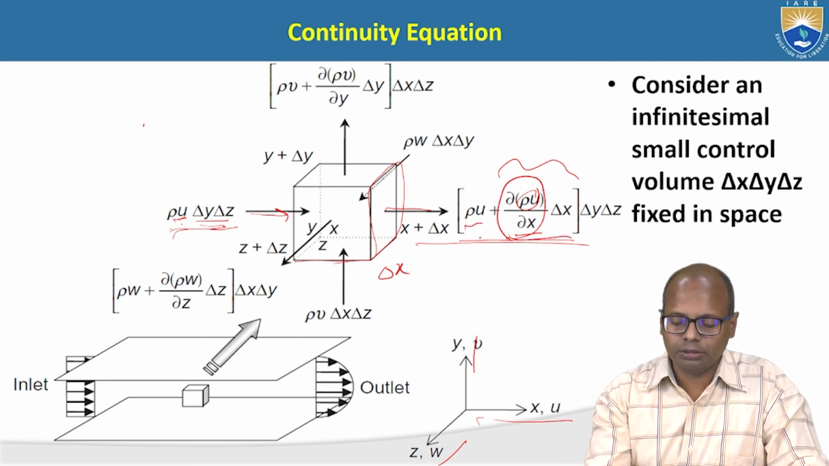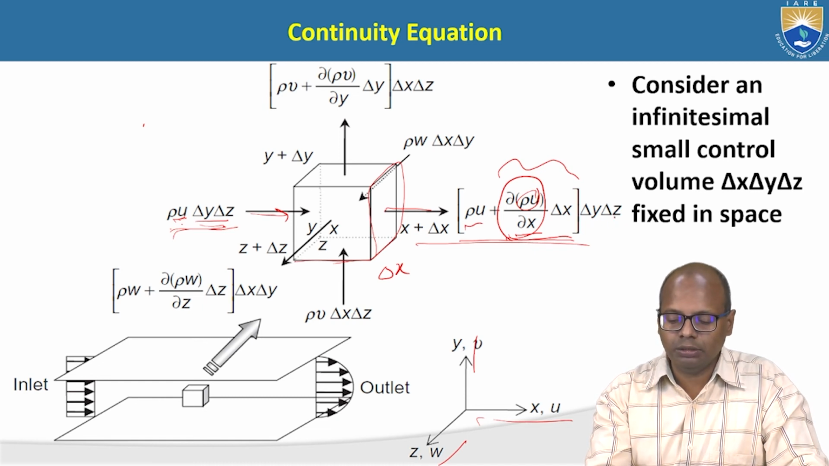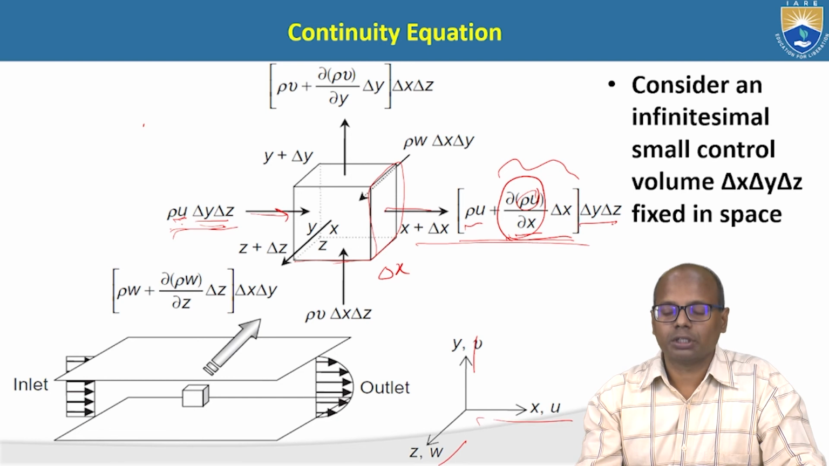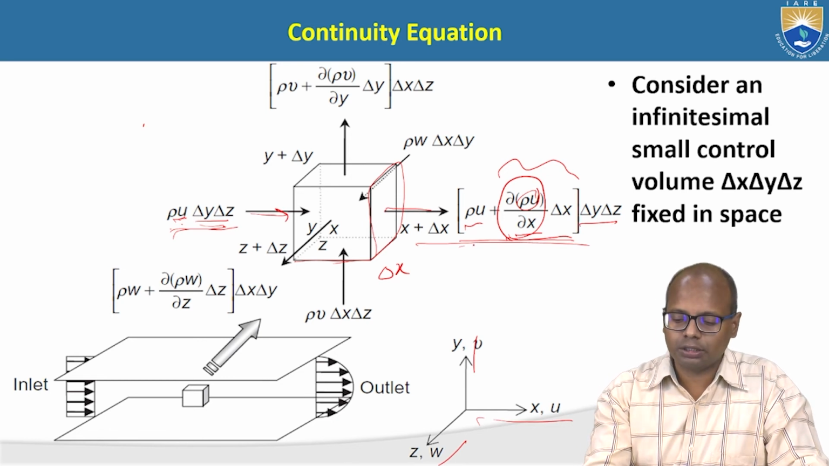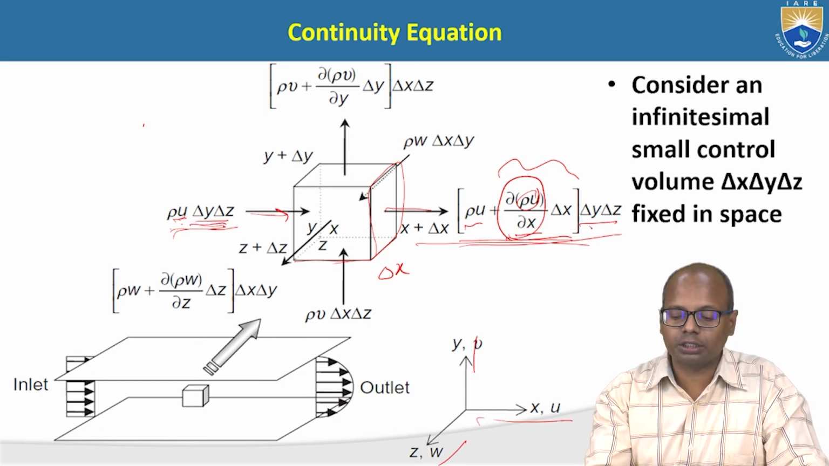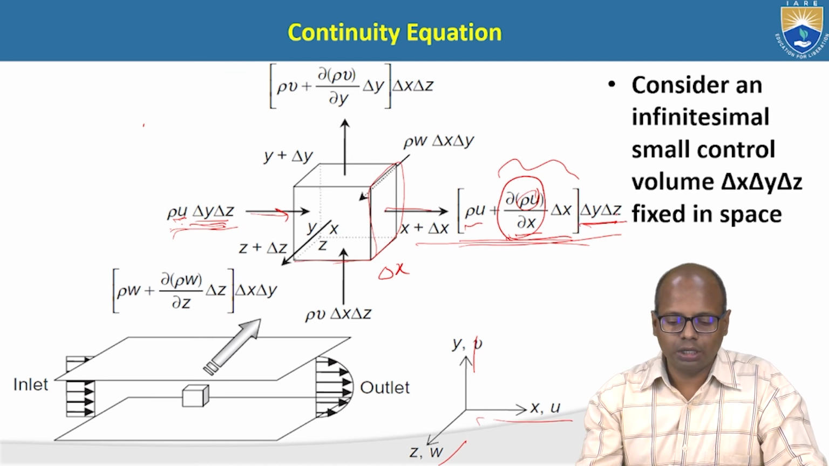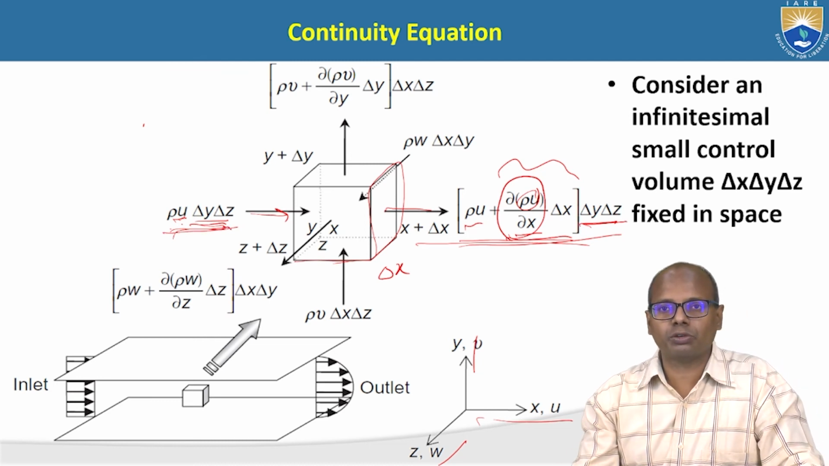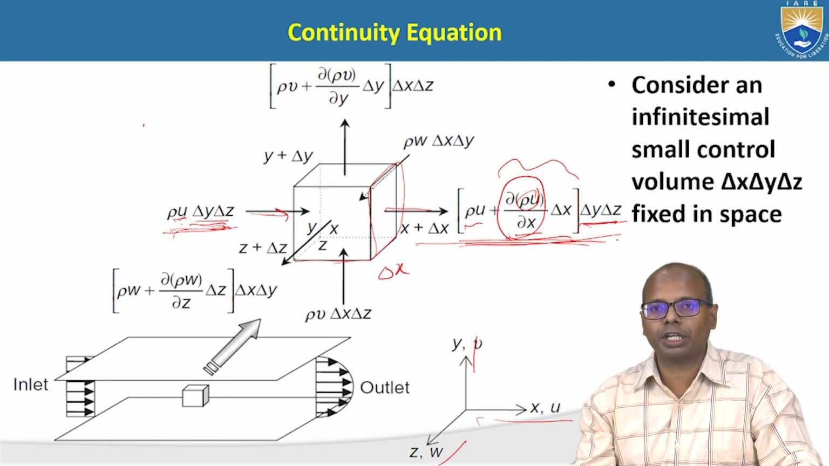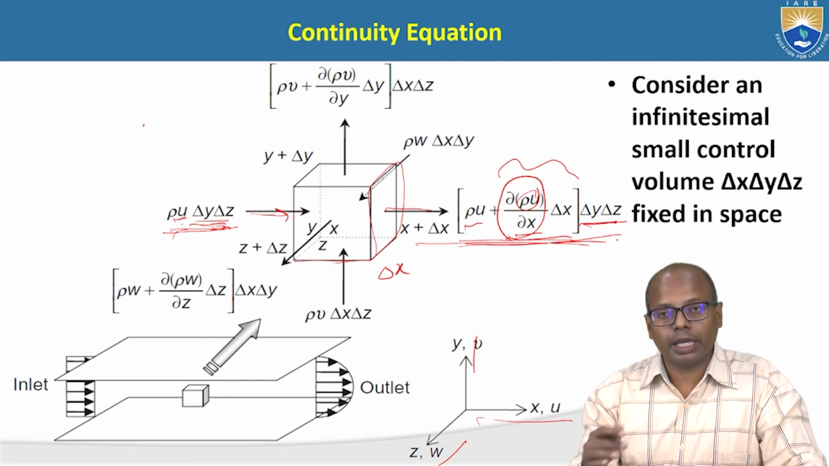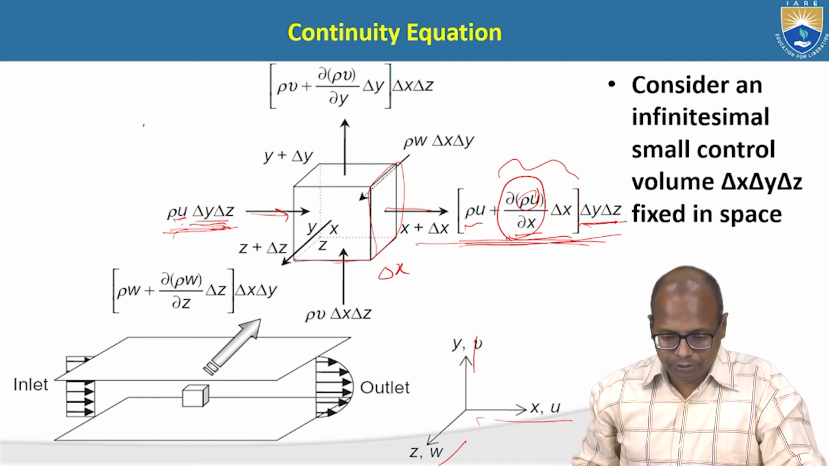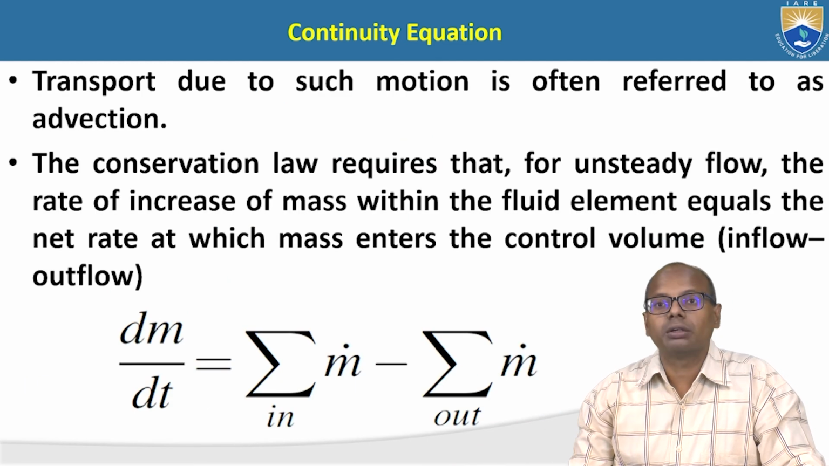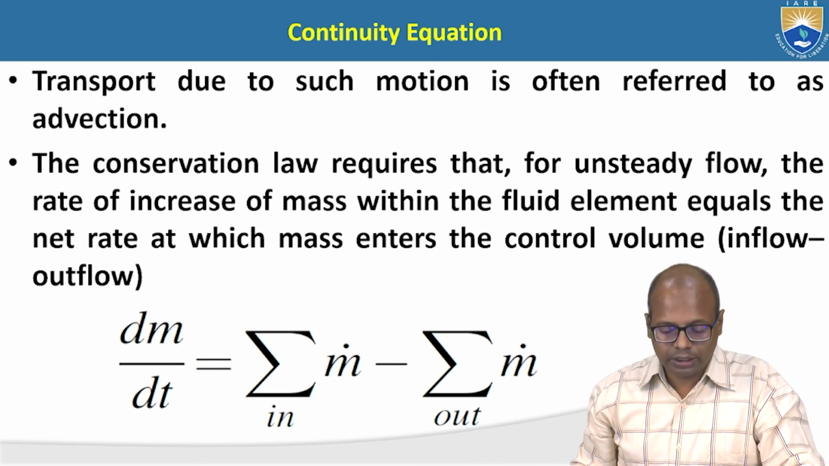So if I add these two, this is the total mass flow rate in x direction, and multiply with this area. The area is common, area is not changing, so the same area we are using. So this is the net mass flow rate entering and this is the net mass flow rate leaving in x direction. Similarly, I can write for y direction and z direction.